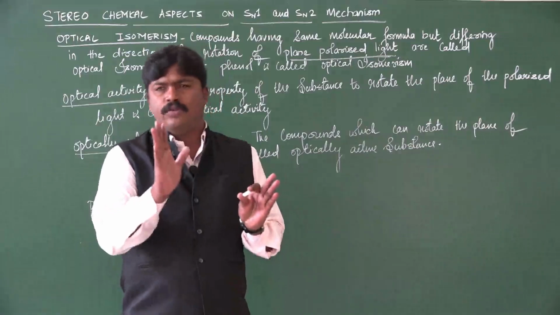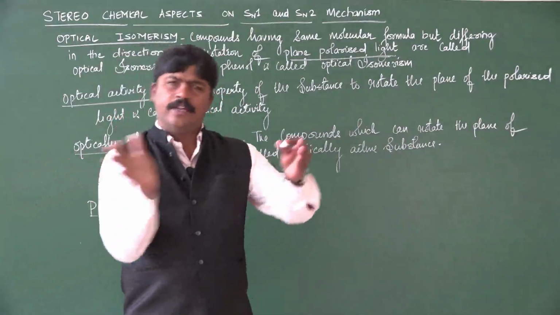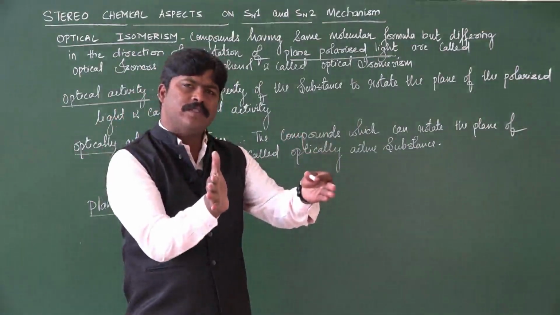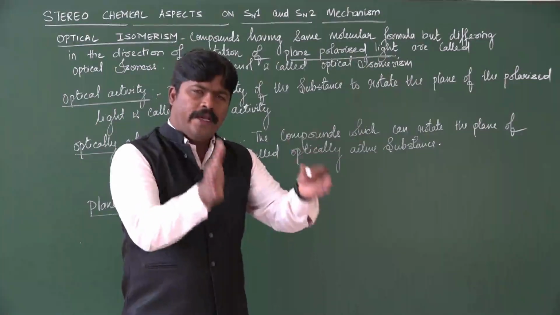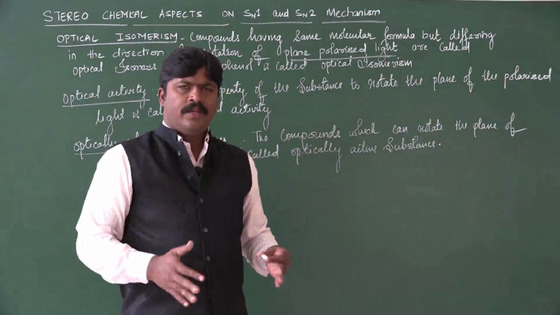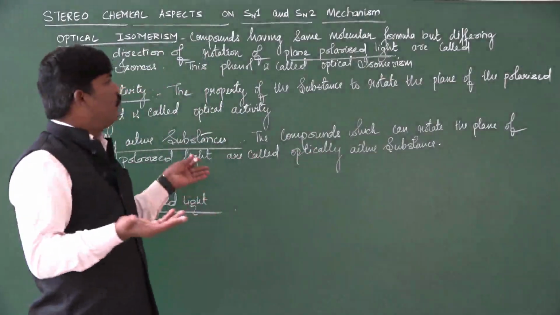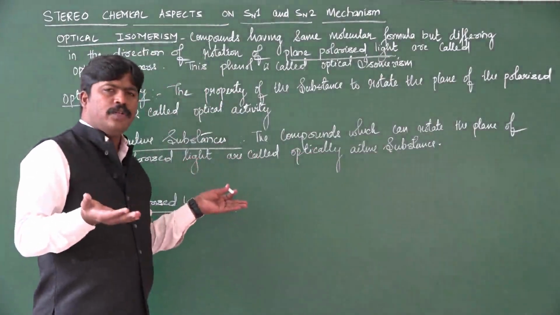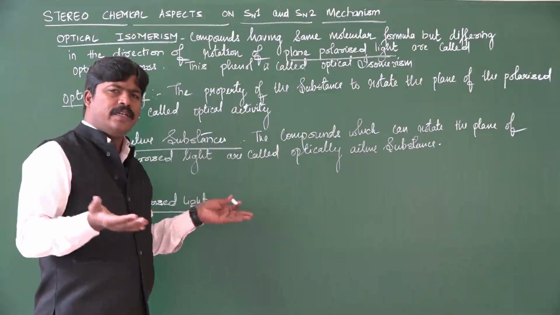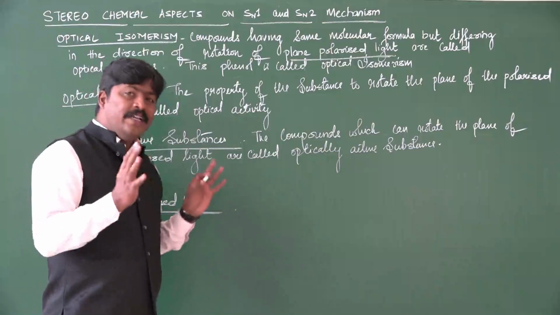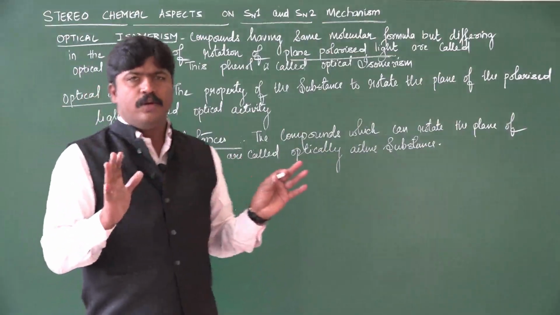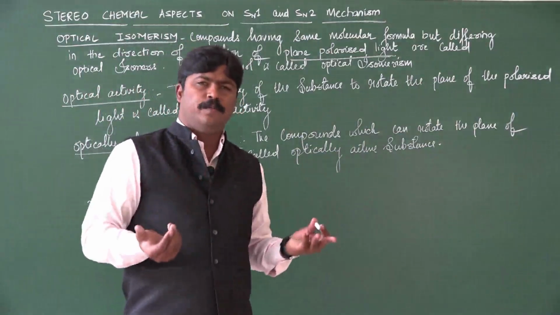Now we are trying to set aside the optically inactive ones, take all the optically active compounds inside, and learn why they are optically active. Then, again, I am going to tell you about plane polarized light. Is there any difference between ordinary light and plane polarized light, and how do we get plane polarized light?